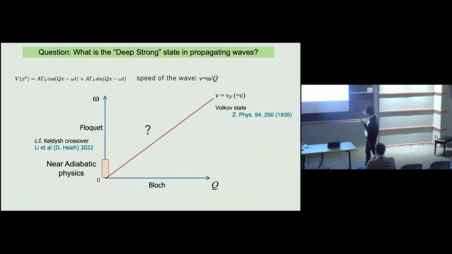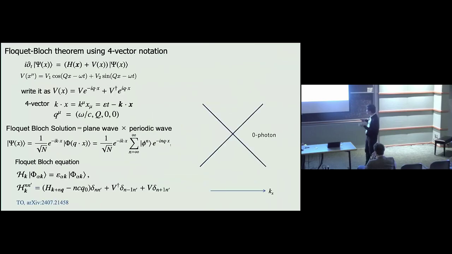So where would this deep strong state exist in this phase diagram? That's the question. To study this, actually there's the answer, so it's probably somewhere around here. To study this, we developed this Fourier-Bloch theorem. We want to directly calculate the Fourier spectrum for these kinds of propagating waves.